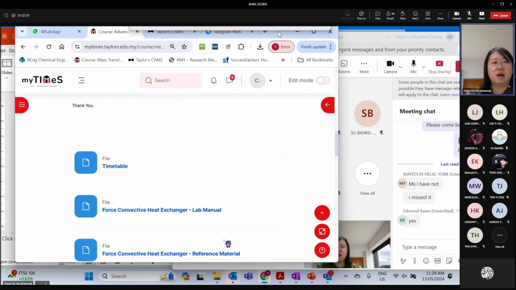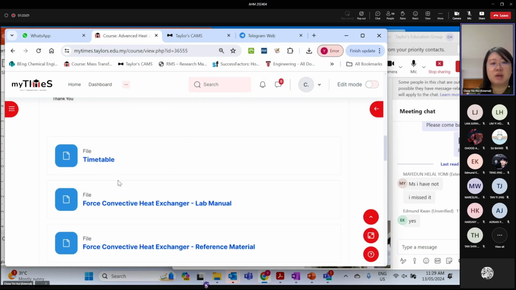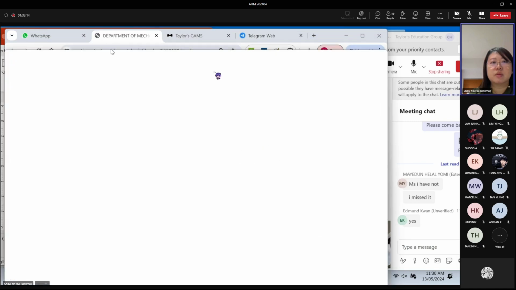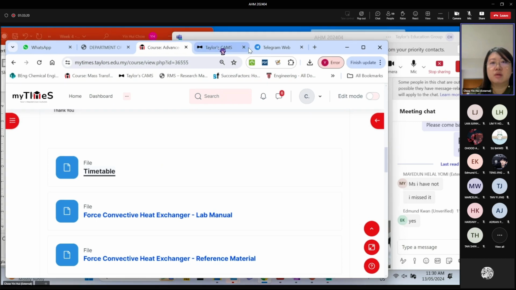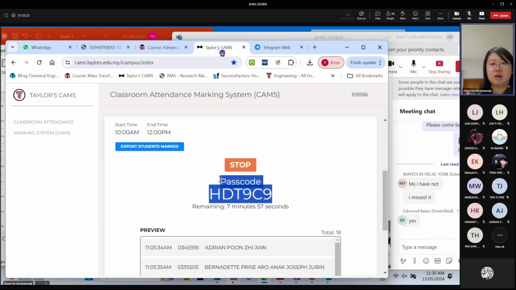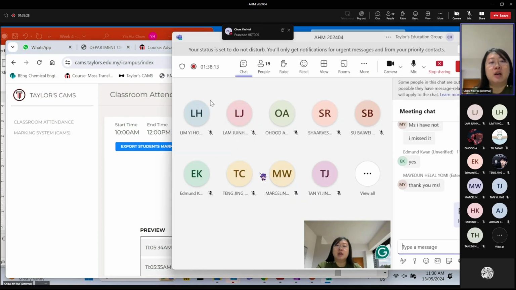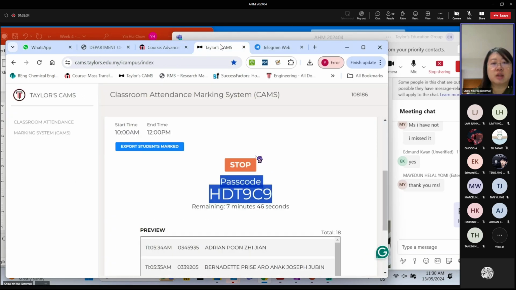Now if you check my screen, I've updated the lab timetable. Actually, not much has changed. It's just for one group. Oh, Yomi, sorry, I mentioned that I need to give you the passcode. We still have around 7 more minutes. Now for your lab, it will start for some groups. Let's look at the timetable.